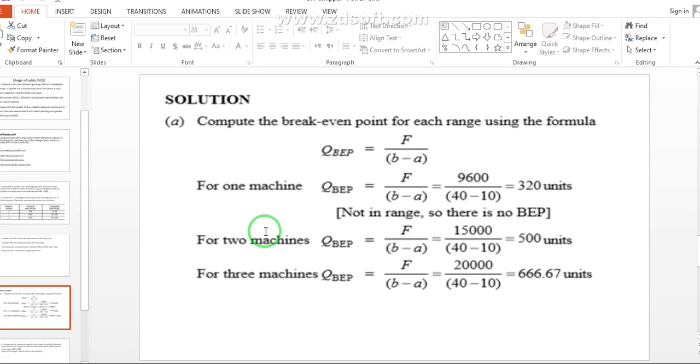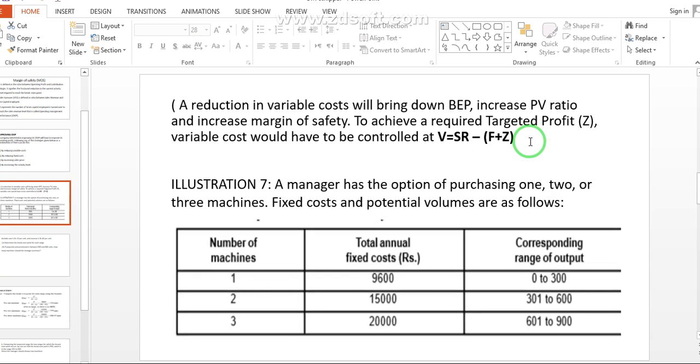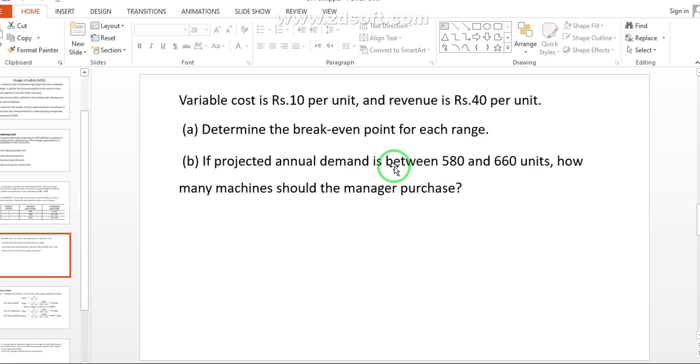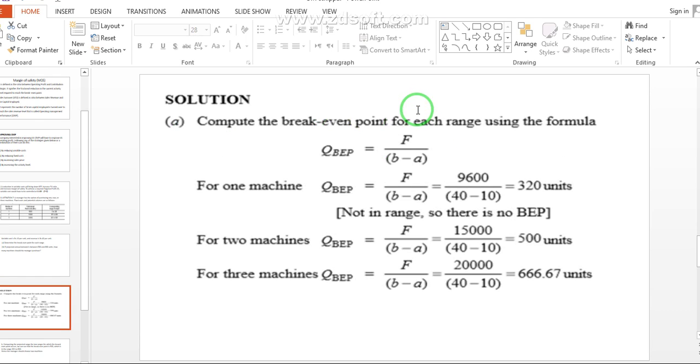Let's go for the solution. Dear students, here we see how to find the break-even point. Because there are 3 machines, we have to find the break-even point 3 times, one by one. The formula for the solution of this illustration is: break-even point is equal to F, the annual fixed cost they have given us, divided by B minus A. B is the revenue, and A stands for the variable cost.